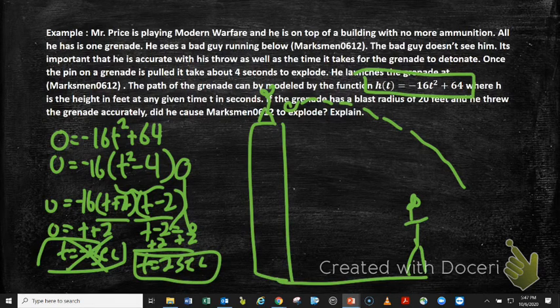So that basically means that when I throw this grenade, it's going to hit the ground at 2 seconds. But it has 2 more seconds before it detonates. So if I threw this accurately in a close proximity to where he's standing, it's not likely that he's going to be able to run that fast in 2 seconds to escape the blast.